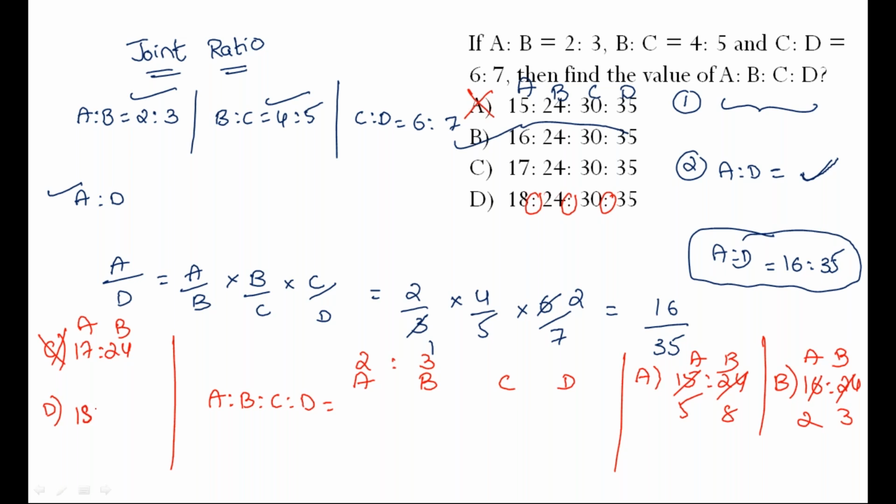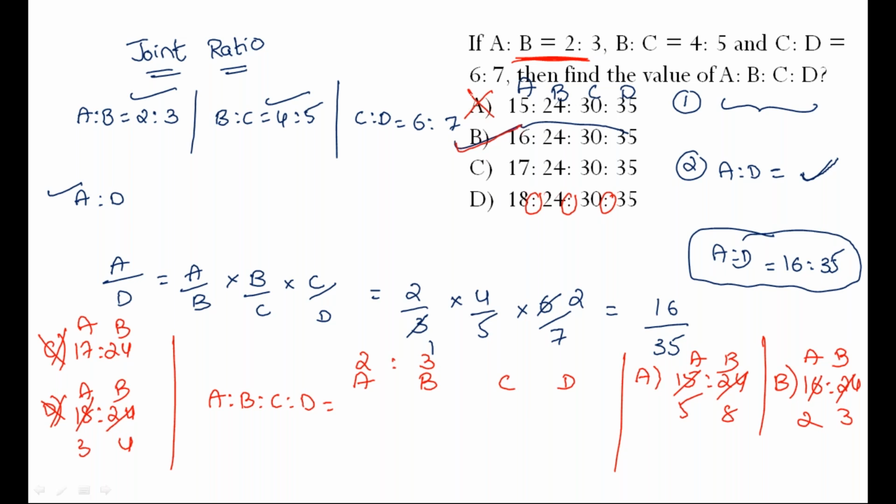Let's go with option D, 18 and 24. This is 2 9s, 2 12s, or else 6 3s, 6 4s. We can say that this is 6 3s and 6 4s. But is it 2 is to 3? No. So option D also eliminated, right? Only option B is the one which is maintaining A and B 2 is to 3.